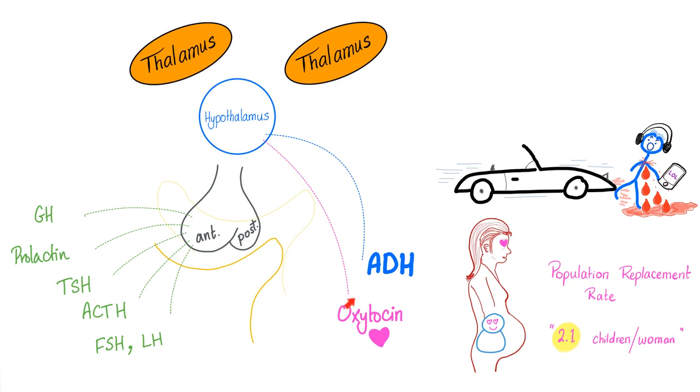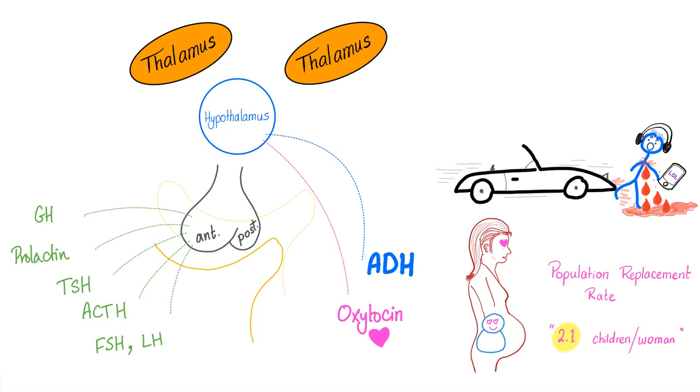ADH and oxytocin were secreted from the hypothalamus, and they are related to memory. If they are related to memory, they have to come from the hypothalamus because it's part of the limbic system, and the limbic system is responsible for memory. Oh, really? Yes. What's the function of ADH, big boy?